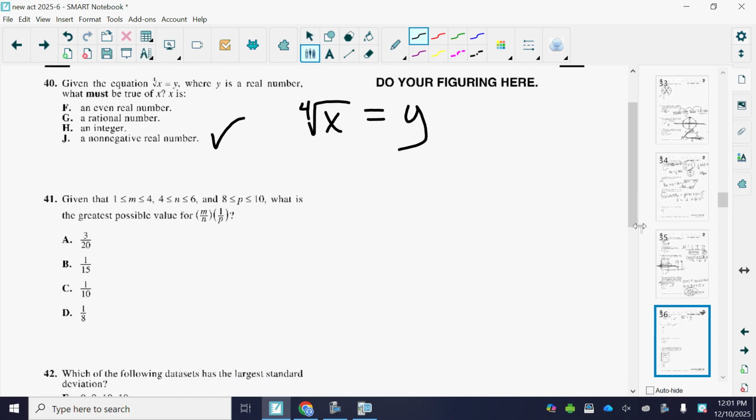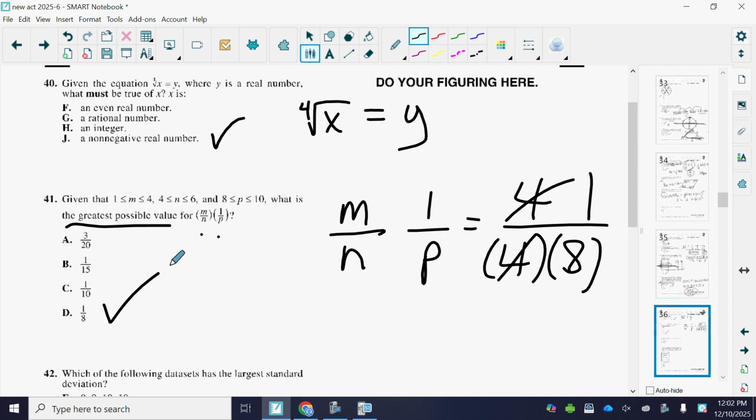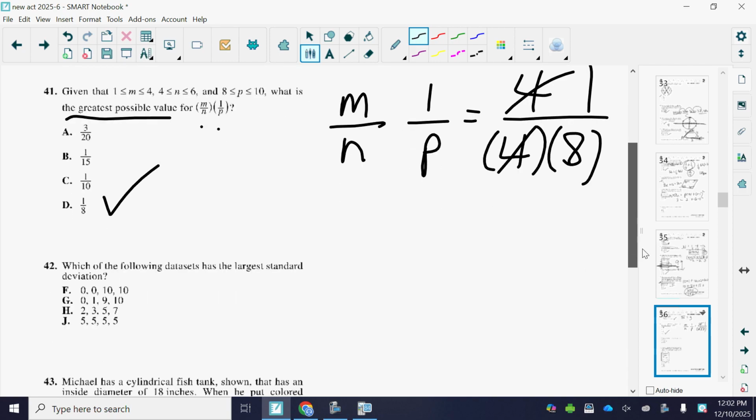All right, this is called greatest and least with a fraction. You want the greatest value, so you want the top to be as big as possible and the bottom to be as small as possible. So we want m to be the biggest it can be, 4, and we want n to be the smallest it can be, and we want p to be the smallest it could be. There's your answer, 1/8. Get it? Put the numbers in the size that they should be.